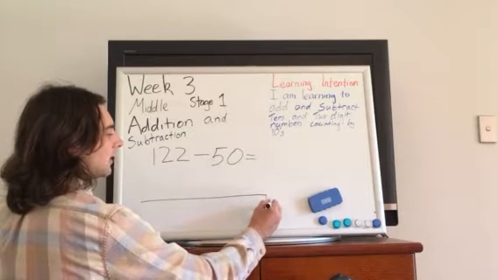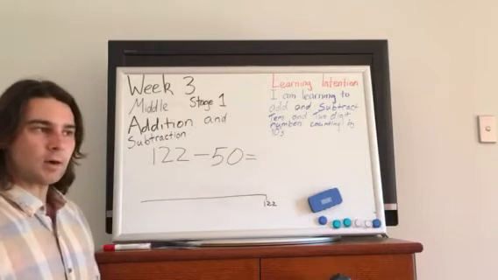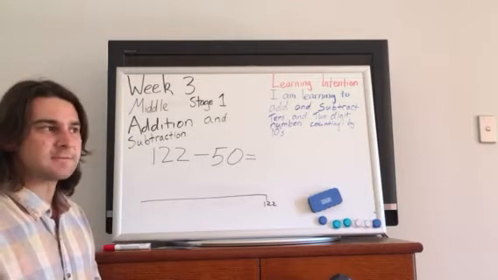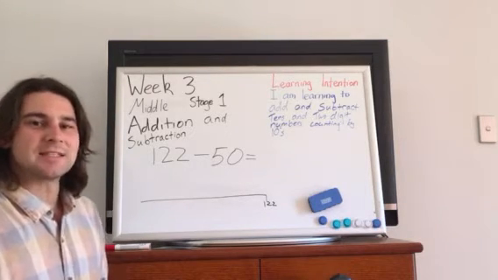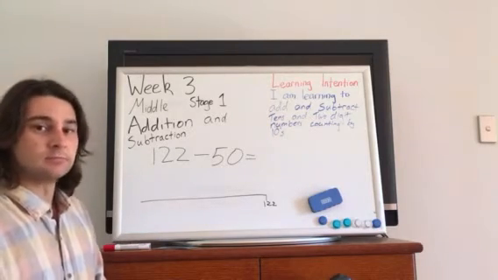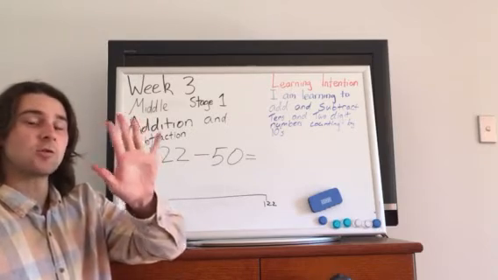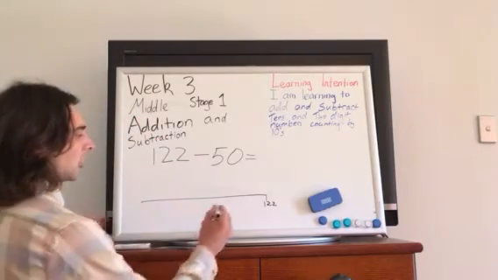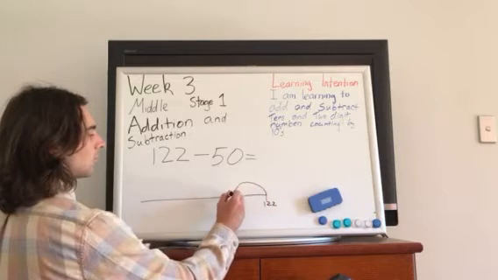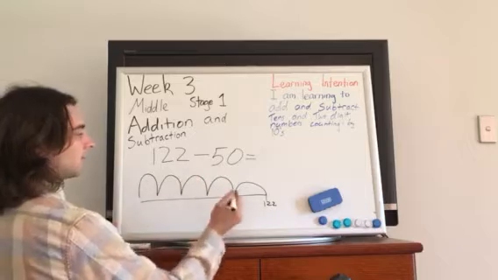I put my largest number at the end, 122. What am I minusing it by? 50. I'm going to jump by 10. How many times do I need to jump by 10? 5 times. 10, 20, 30, 40, 50. So I'm going to show my jumps now. 1, 2, 3, 4, 5.